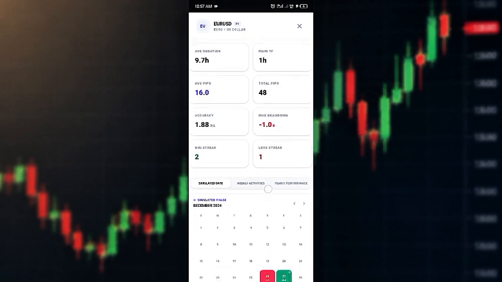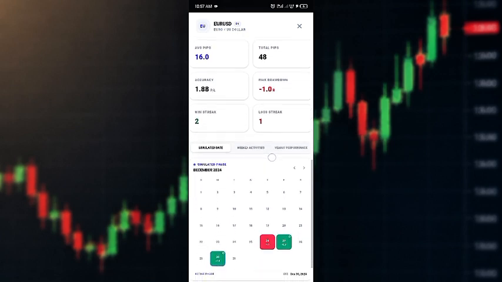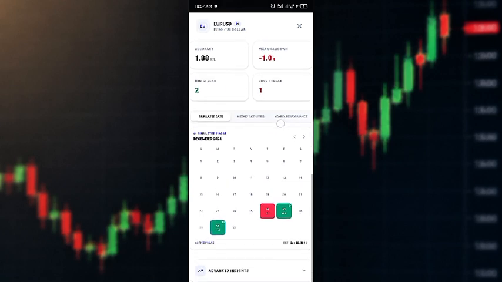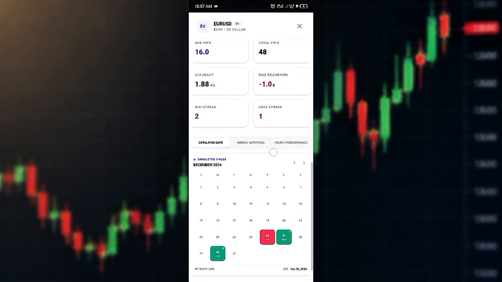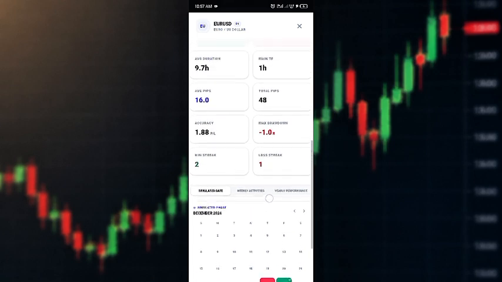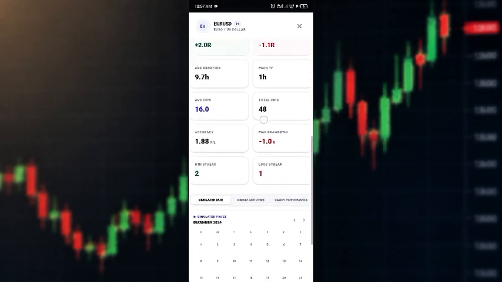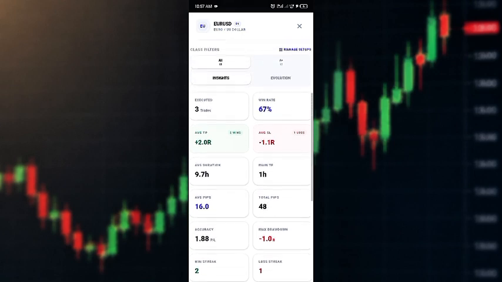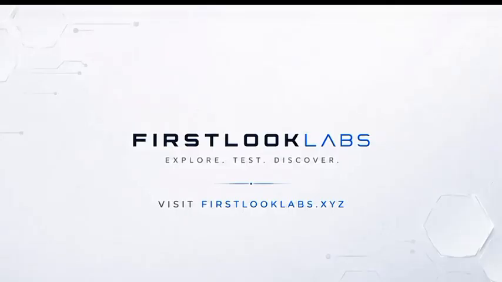The best free Forex backtesting software isn't necessarily the one with the most features. It's the one that helps you test consistently, collect meaningful data, and make objective decisions. Before risking real money, always make sure your strategy has been tested thoroughly. The market rewards preparation, and backtesting is one of the most effective ways to prepare.